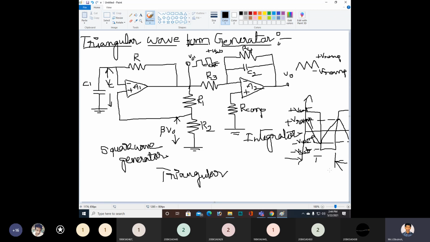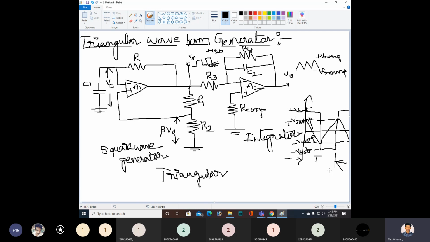If the frequency value increases, what will happen? The triangular wave amplitude value will decrease. This is because the reactance of capacitor C2 in the feedback circuit decreases at high frequencies. The feedback factor will decrease at high frequencies.